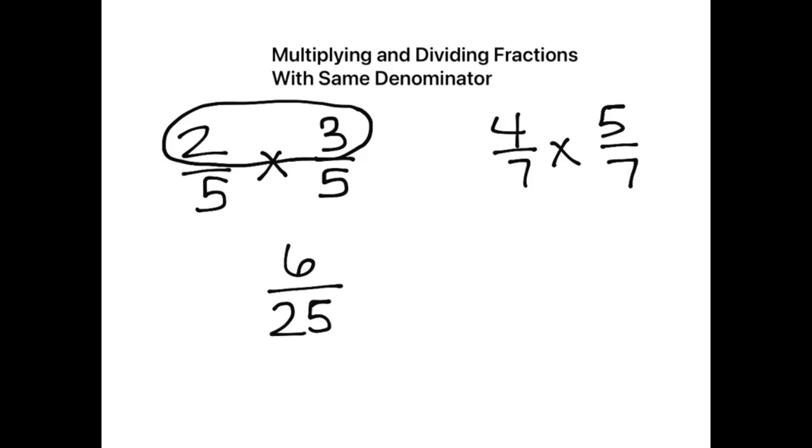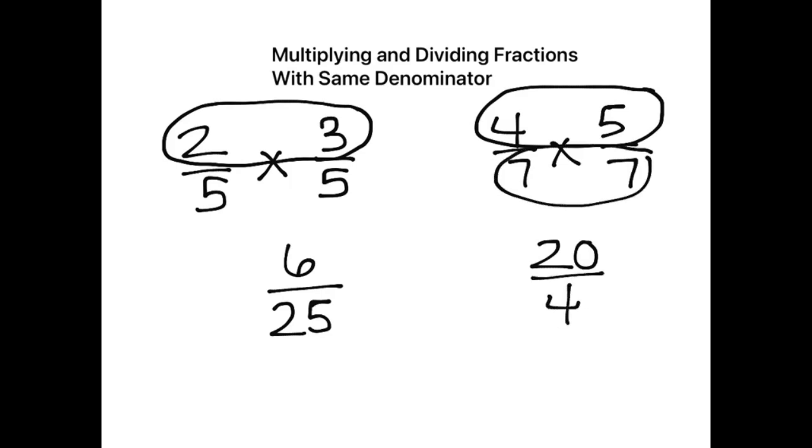Let's move to our next problem here. 4 over 7 times 5 over 7. Same rule. We're going to multiply the top two numbers first. 4 times 5 is 20. And then 7 times 7 is going to be 49. So remember, when you're multiplying, you have to multiply the numbers, the denominators. So the denominators in this sense do not stay the same. You actually have to multiply them.